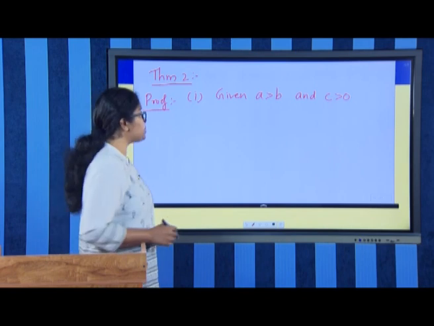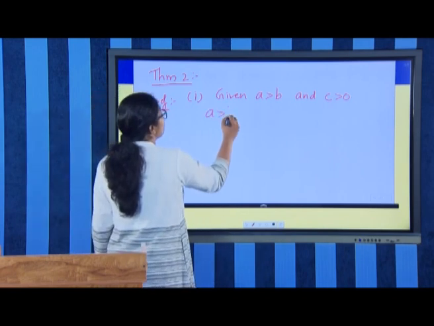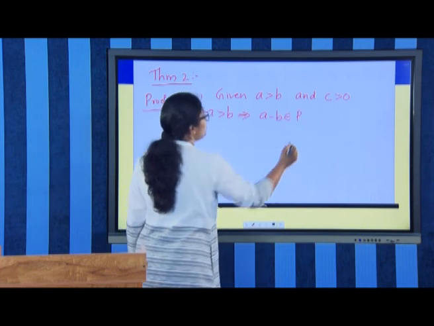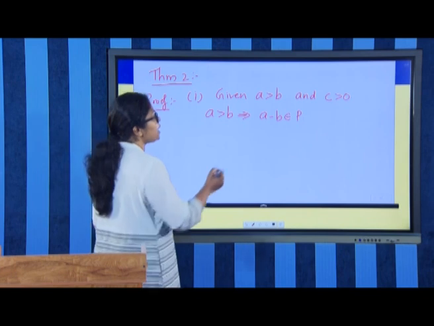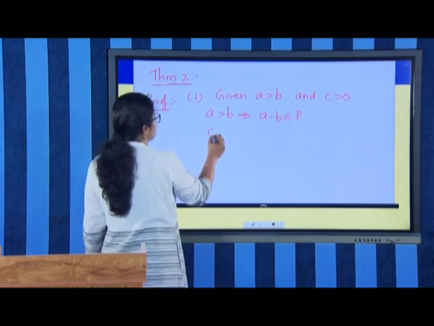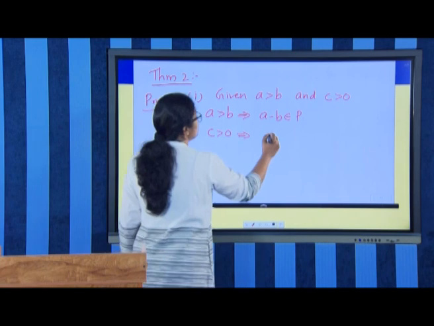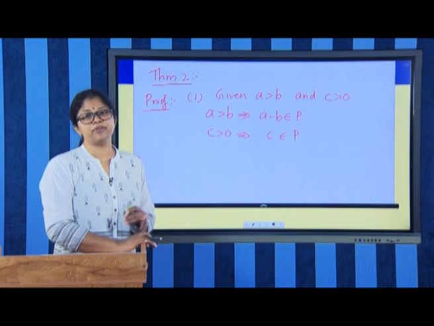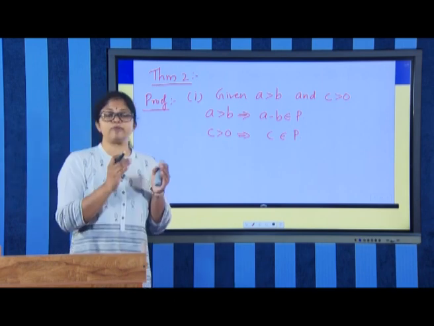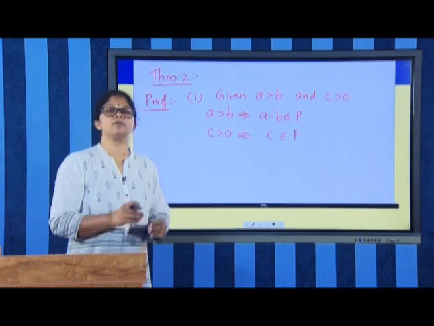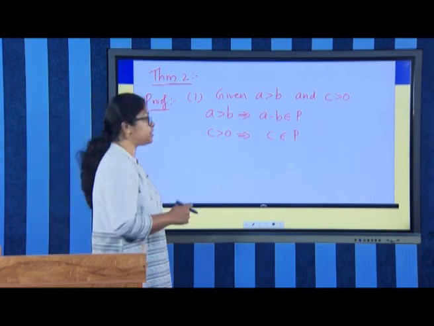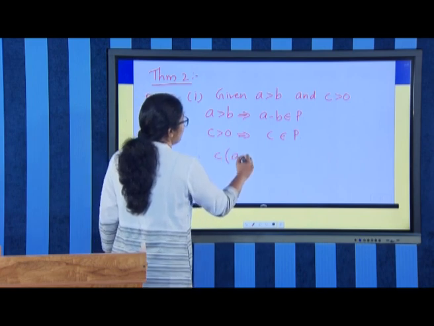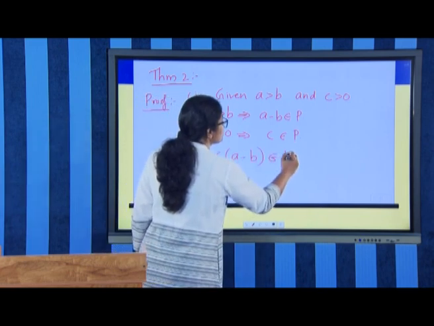So, what does A greater than B mean? A greater than B indicates that A minus B belongs to the set of all positive real numbers, and C greater than 0 indicates that C is also belonging to the set of all positive real numbers. And we have seen in the definition of positive real numbers, if you have two positive real numbers, the product of those two real numbers is also a positive real number. Therefore, C into A minus B also belongs to the set P.